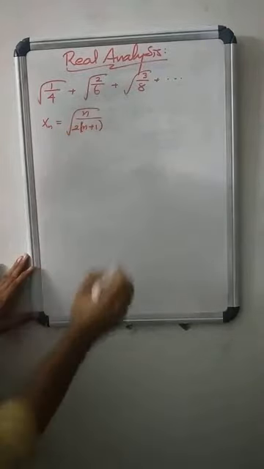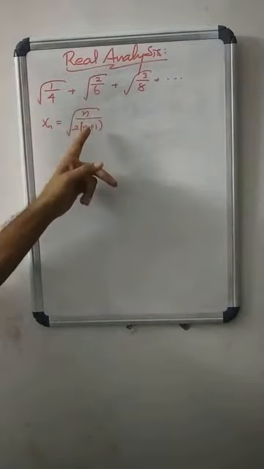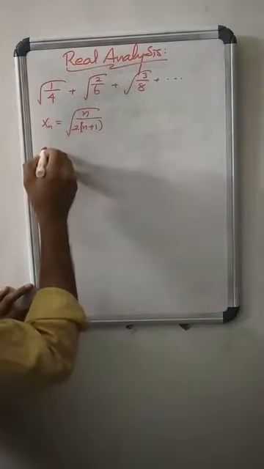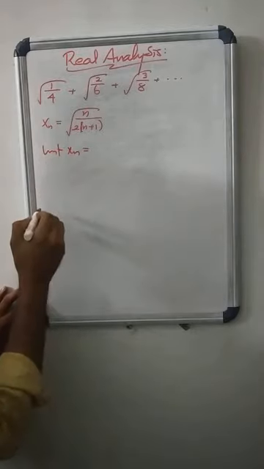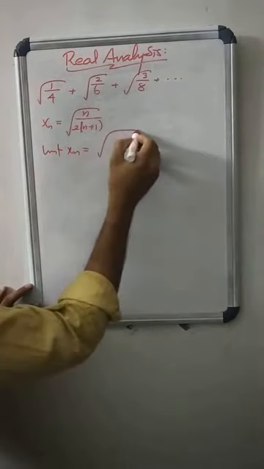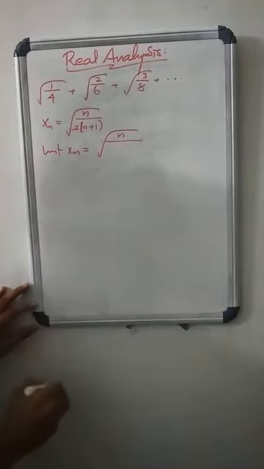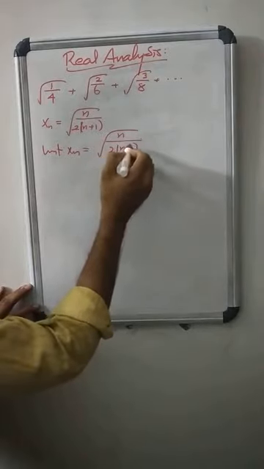When n is 1, it is 1 by 4. When n is 2, the term inside the square root is 2 by 6, and so on. So xn equals square root of n by 2 into n plus 1. So what is limit xn? Therefore, when n tends to infinity, limit xn equals limit of square root of n by 2 into n plus 1.